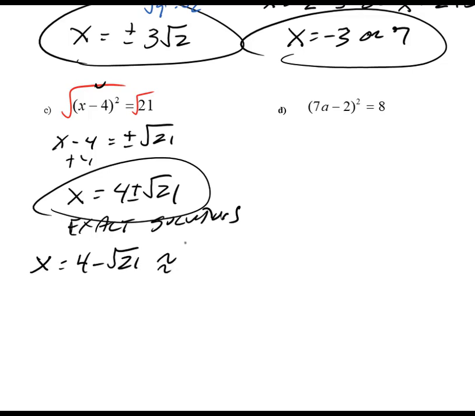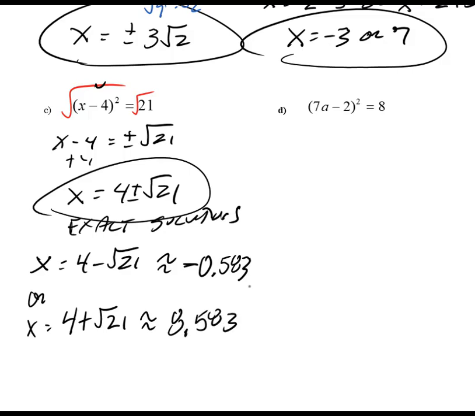And we can approximate each one of those, x equaling 4 minus the square root of 21, we can approximate with our calculator. So when we plug this into our calculators, 4 minus the square root of 21 would give us a negative 0.583. And then for x equaling 4 plus the square root of 21, if we put this in our calculator, we'd get approximately equal to 8.583. So I'm just rounding to the third decimal place.